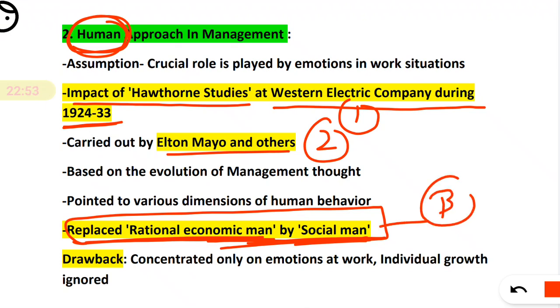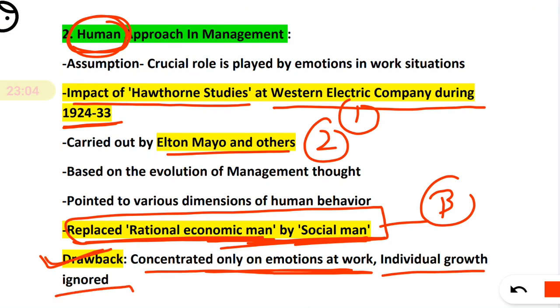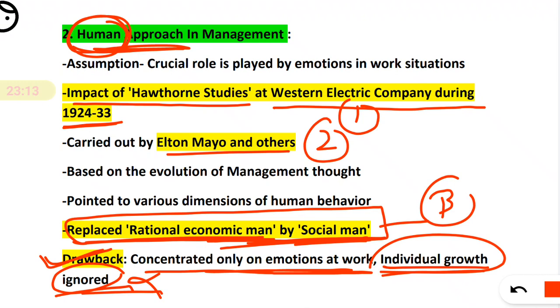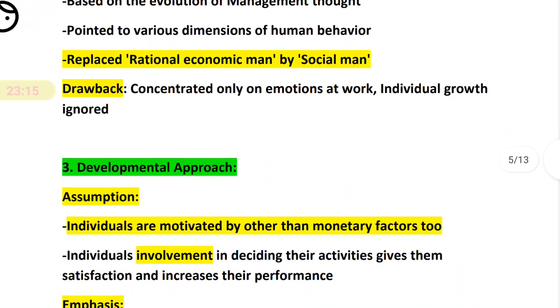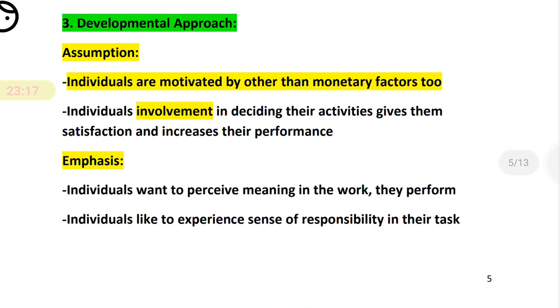So there are some drawbacks of the human approach. What is the drawback? It concentrated only on the emotions at work, and individual growth is ignored. Okay, so this is the drawback of the human approach, that individual growth is ignored. Now we will discuss the third approach. It is the developmental approach.